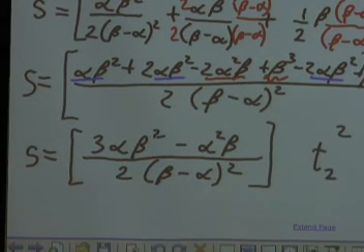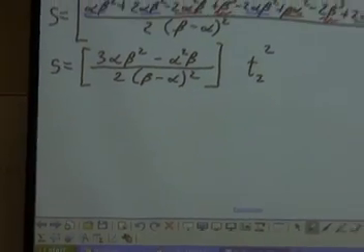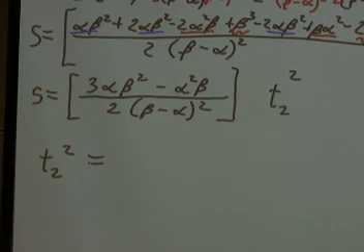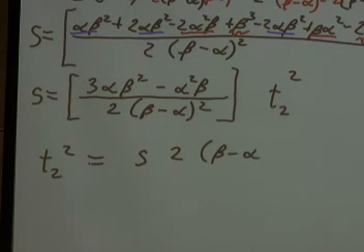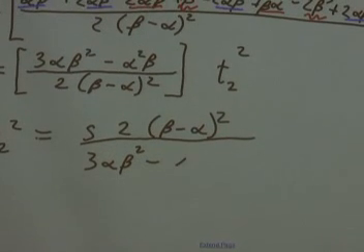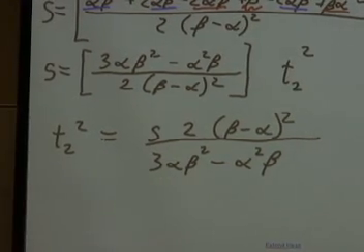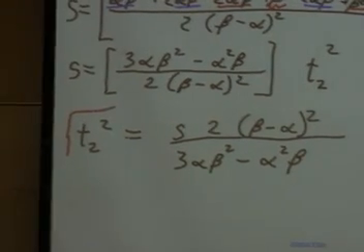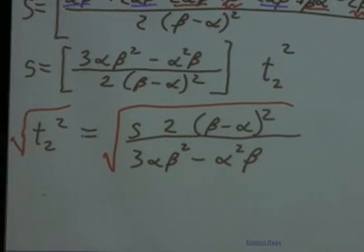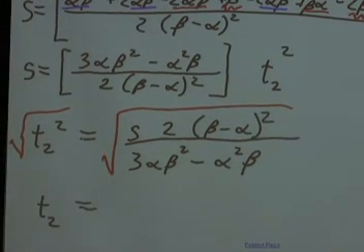Now to solve for T2, we'll simply multiply both sides by the reciprocal of that fraction in the square brackets, and that gives us that T2 squared is equal to S times the 2 beta minus alpha squared over 3 alpha beta squared minus alpha squared beta. And let me double check that. Okay, we'll need to solve for T by taking the square root of this. And actually there are two possible solutions, positive or negative square root of this. We want to come out with a solution for T that is positive, so make sure that the expression you get will give a positive number, otherwise you need to take the negative of it.